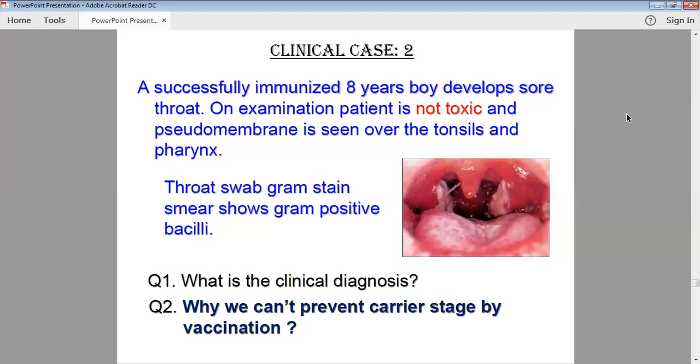And the vaccine is to prevent hospitalization. Okay, the same principle applies here also: why we can't prevent the faucial diphtheria carrier stage by vaccination.